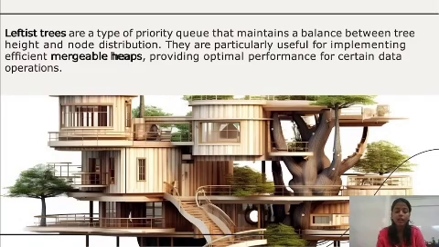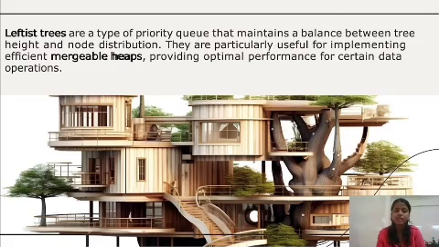Leftist trees. A leftist tree is a type of binary tree used to implement priority queues efficiently. It is structured to make operations like merging two trees quick, which makes it particularly useful for applications that require frequent merging of priority queues. Leftist trees are a type of priority queue that maintains a balance between tree height and node distribution. They are particularly useful for implementing efficient mergeable heaps, providing optimal performance for certain data operations.